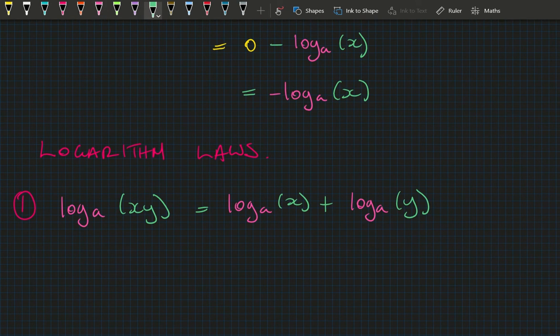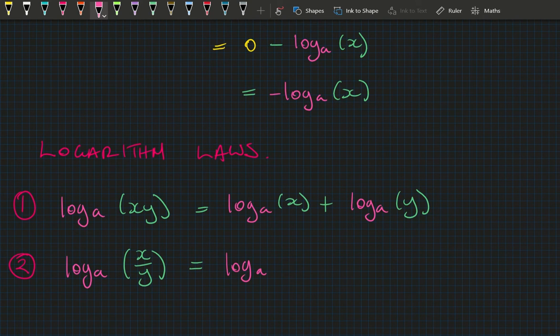So the second law of logarithms is saying that if I've got x divided by y, then the logarithm of x divided by y is the logarithm of x, subtract away the logarithm of y. So multiplication leads to addition and division leads to subtraction.